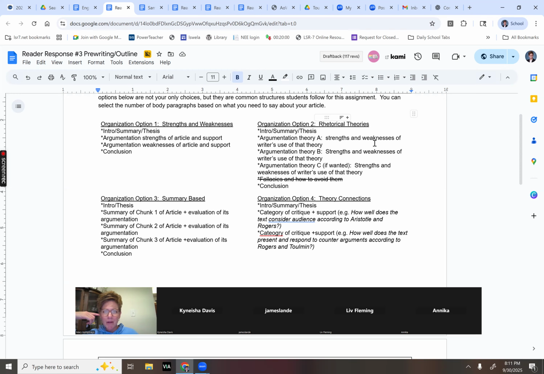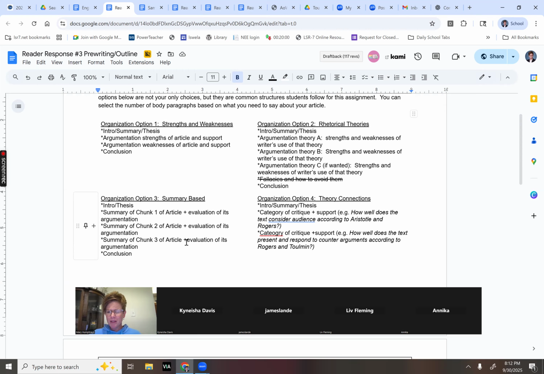Maybe they didn't even acknowledge that there was another side to this particular argument. So maybe that's what I'm going to focus on. Then my conclusion. Again, this one I think sets you up because it reminds you that you have to have 2 argumentation strategies, whereas organization option 1 doesn't really do that, even though you're still expected to do that, if that makes sense.